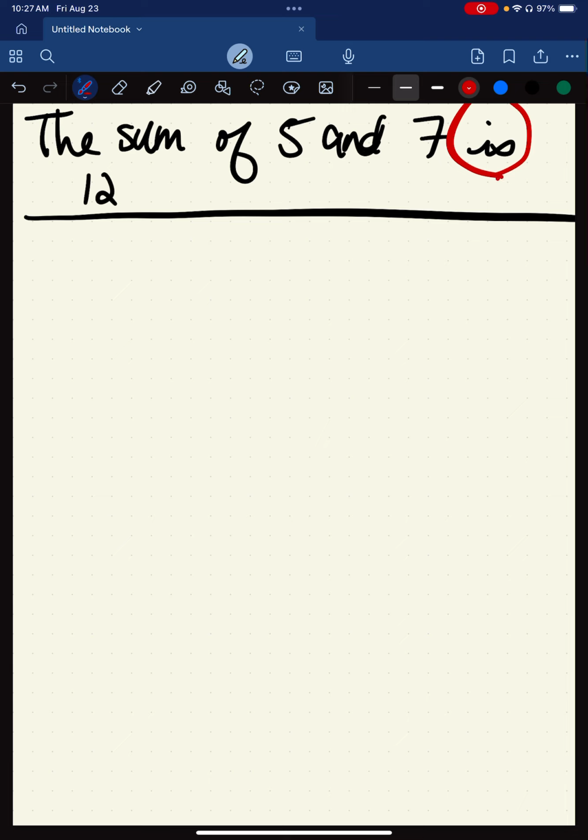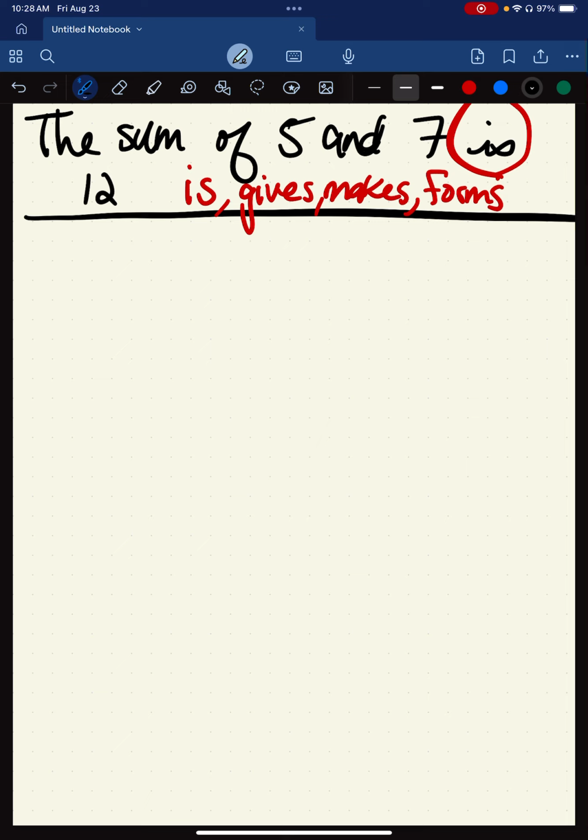Words that will give you the equal sign are "is," I think, what the lesson calls it, "gives," "makes," "forms," anything like that. The sum of 5 and 7 is, the sum of 5 and 7 gives, the sum of 5 and 7 makes, the sum of 5 and 7 forms. Anything that is of that kind of flavor is going to be your equal sign.